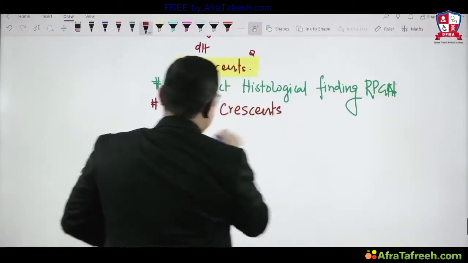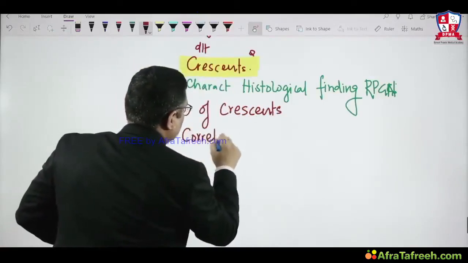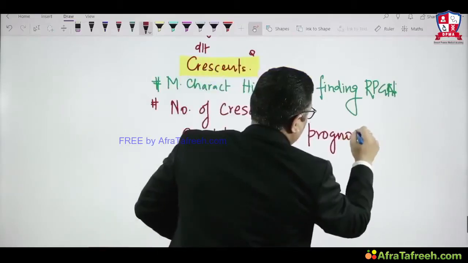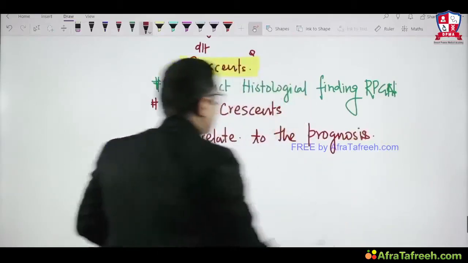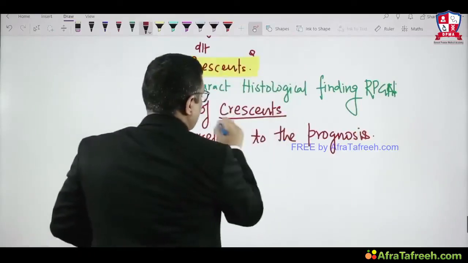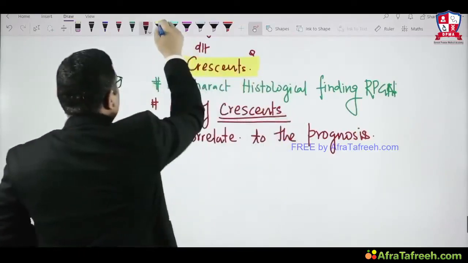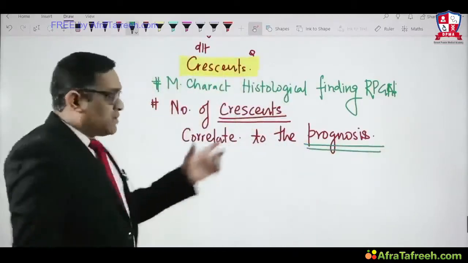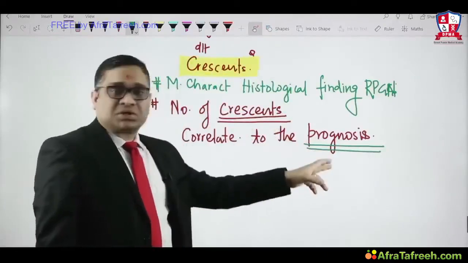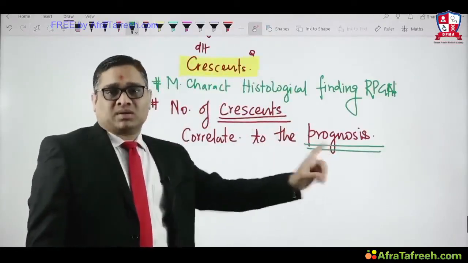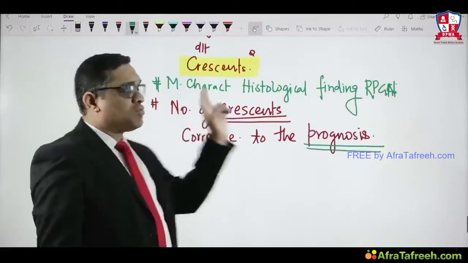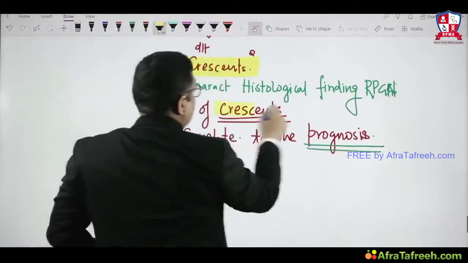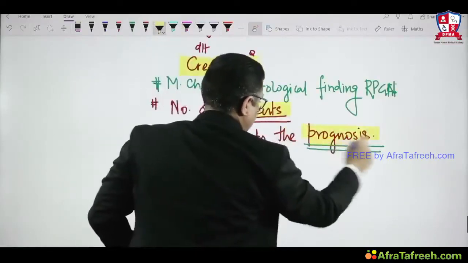The number of crescents will correlate to the prognosis. That is the important thing: it is the number of crescents which will correlate to the prognosis, right? If the number of crescents is more, the prognosis of RPGN will be poor. Remember this: if the number of crescents is more, prognosis will be poor.